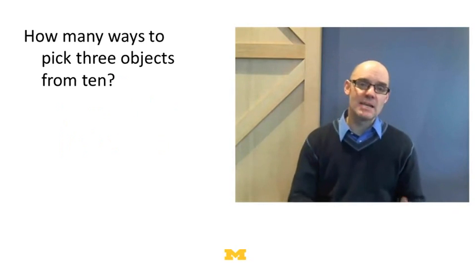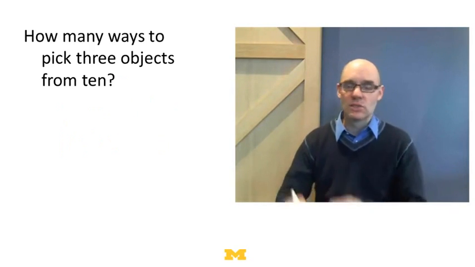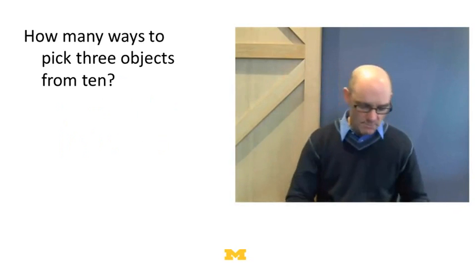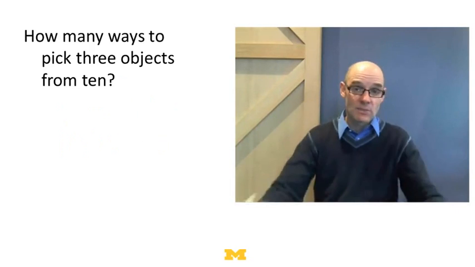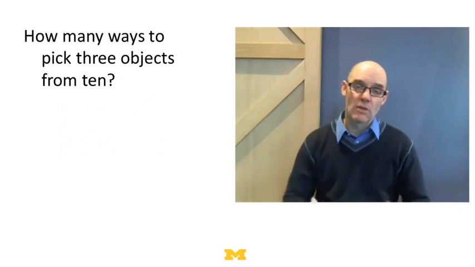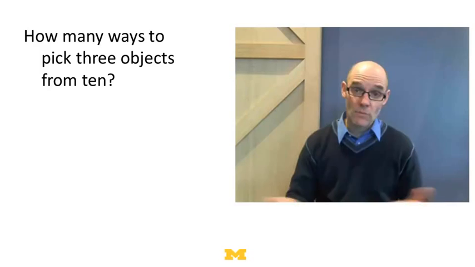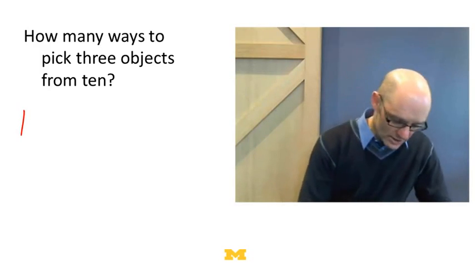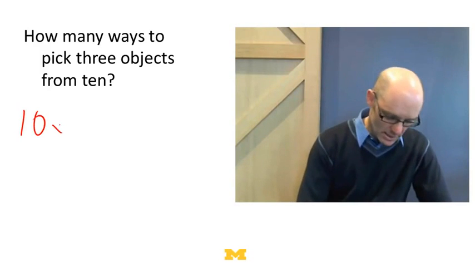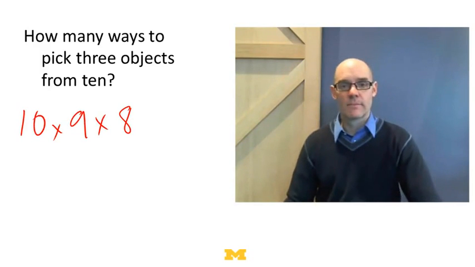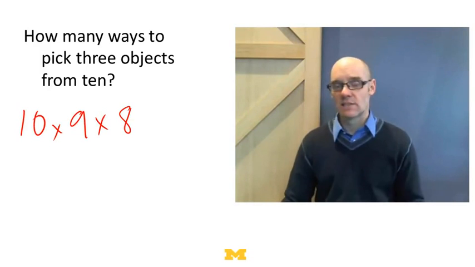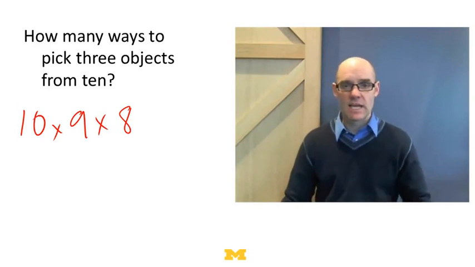Suppose I've got 10 possible solutions or techniques I can use, and I want to just pick 3 of them. I can think of this as the following mathematical problem. I've got a box with 10 objects, and I just want to pick 3 objects from those 10. How many ways to do it? Well, there's 10 things I could pick first, 9 things I could pick second, and 8 things I could pick third.